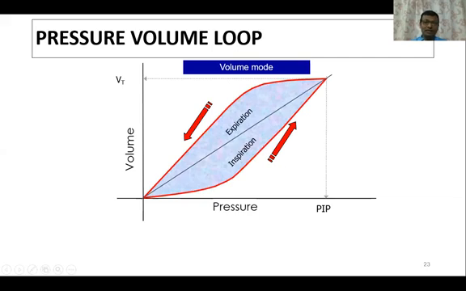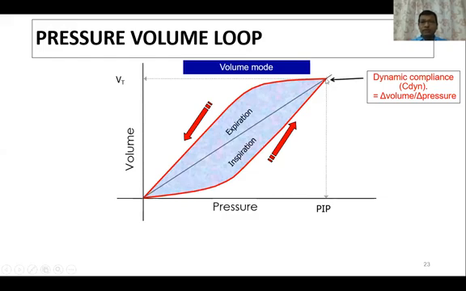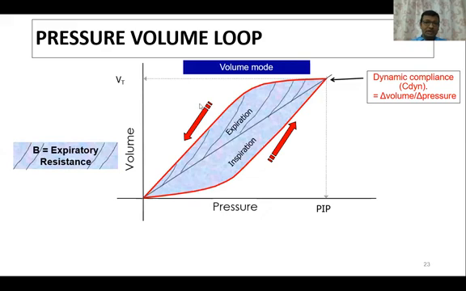What do I mean by that? There is always a lag. Inspiration and expiration, they don't coincide. So now, if you see, the topmost part of the PV loop represents the dynamic compliance, that is delta V by delta P. Now, this lined area represents the flow resistance during expiration, whereas the plain blue area represents the flow resistance during inspiration.